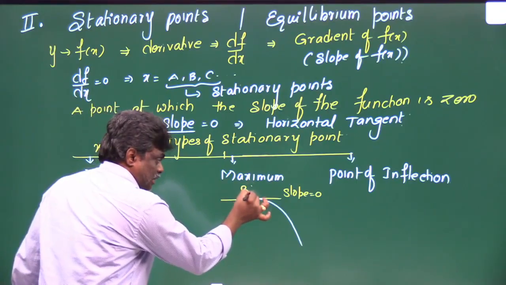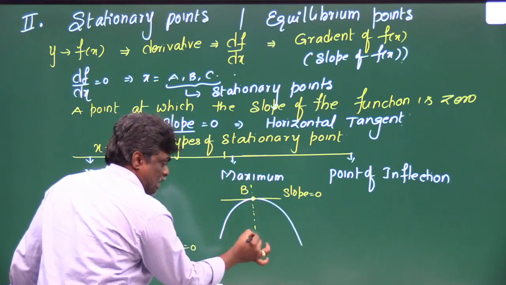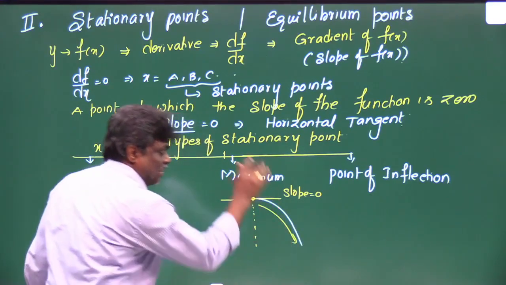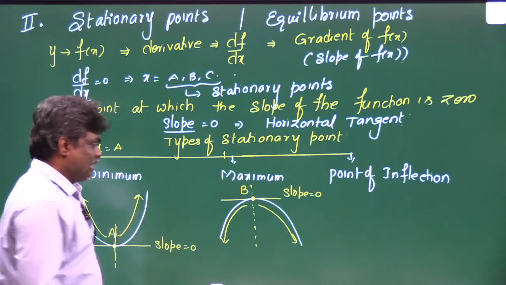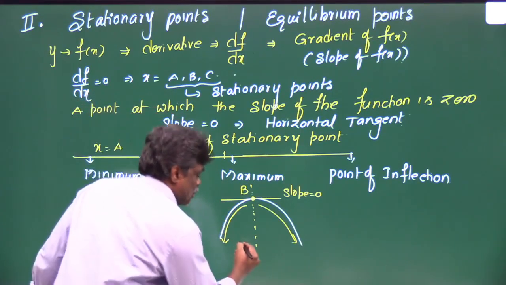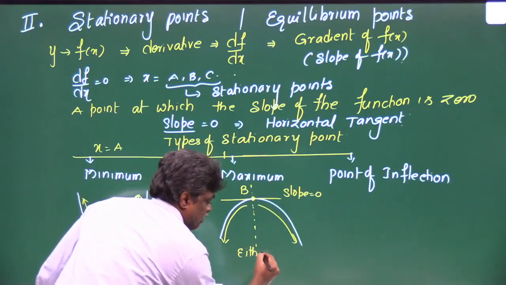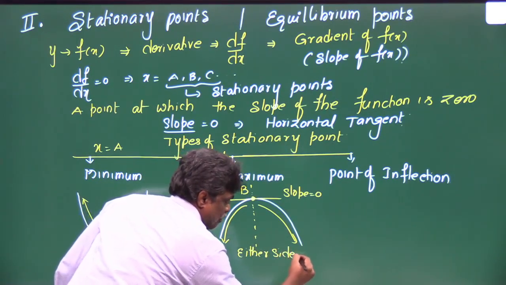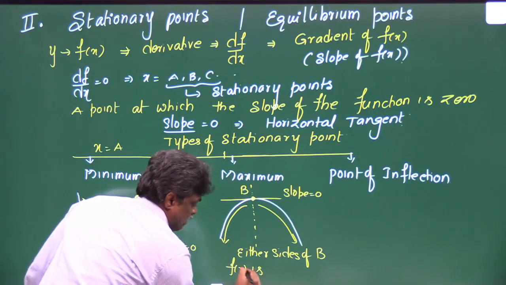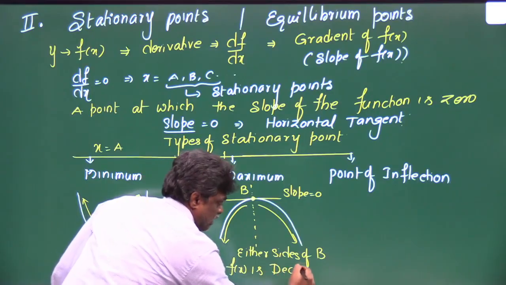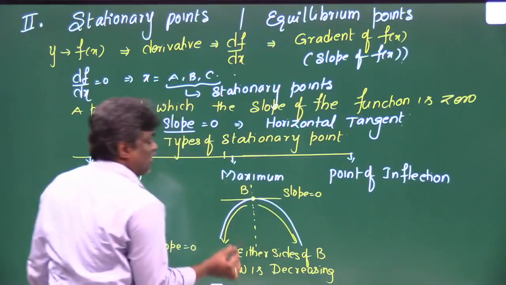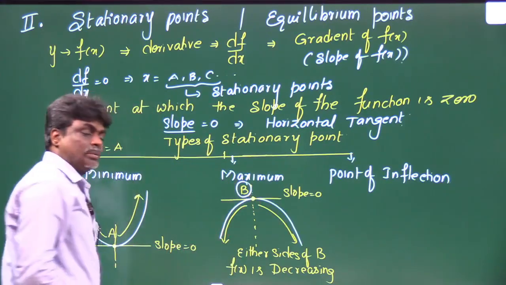And if you see with respect to b, on either side the function value is decreasing. So definitely at this point x equal to b, the function should have a maximum value. Here, on either side of b, f of x is decreasing. That's why the function has a maximum value at x equal to b.